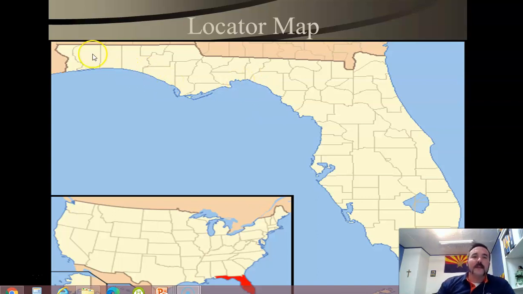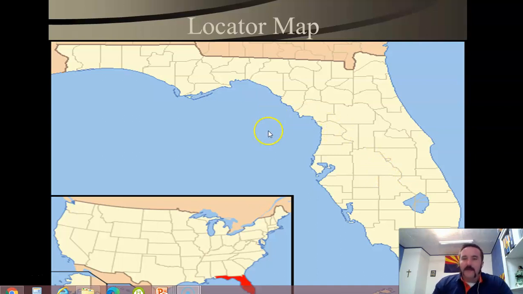Now, this is the main part of the map, right? As you can see, this is a map of the state of Florida. Miami's way down here and Tampa Bay's right here. What's frustrating about this map is it doesn't have a title. But again, the whole point is to understand what a locator map is. All these little lines here are the different counties of Florida.